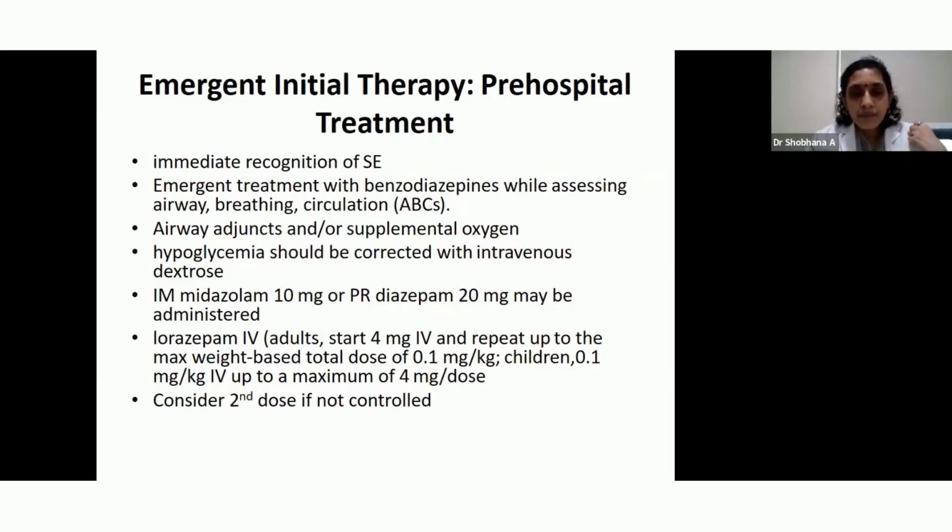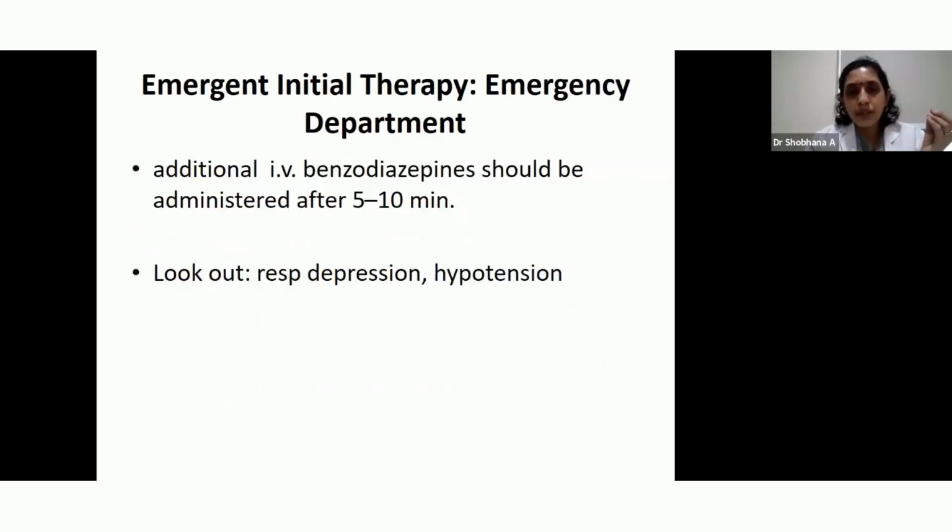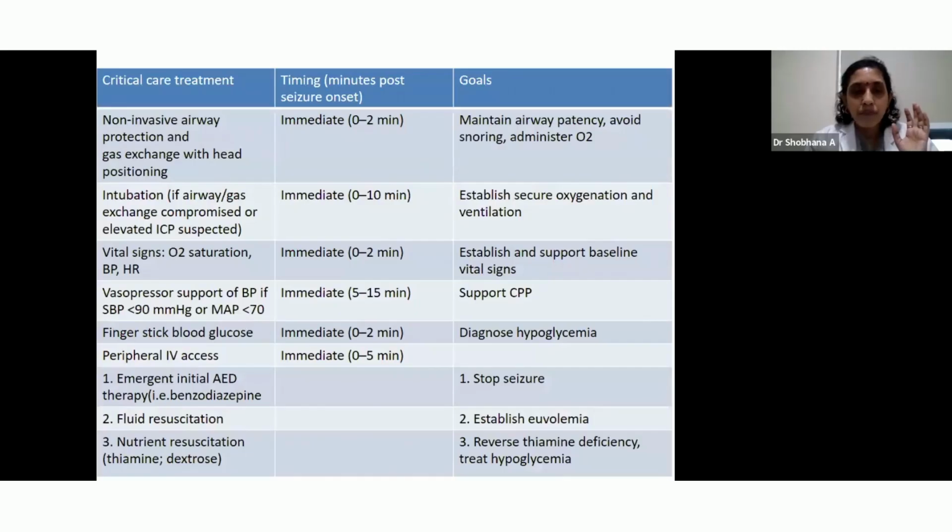Midazolam, you can even use IM, or per rectal diazepam, especially in children. So lorazepam starting dose in adults is 4 milligram. You can repeat to a total of 0.1 milligram per kilogram. And if they don't respond, you consider another shot of lorazepam. Now, after 5 to 10 minutes, you can use another benzodiazepine in the emergency department. But of course, you have to be very careful about the airway, about respiratory depression, as well as hypotension.